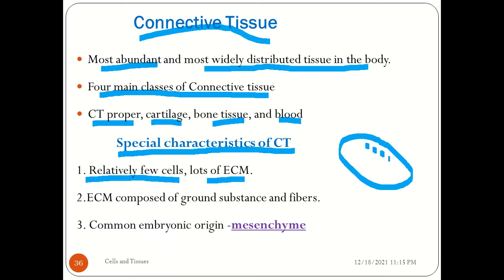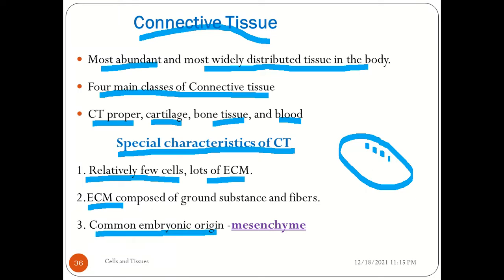But in the case of epithelial tissue, as I told you before, there are many cells but minimal extracellular matrix. In the case of connective tissue, there is lots of extracellular matrix but fewer cells. Extracellular matrix means fiber plus ground substance, so the extracellular matrix is composed of ground substance plus fibers.